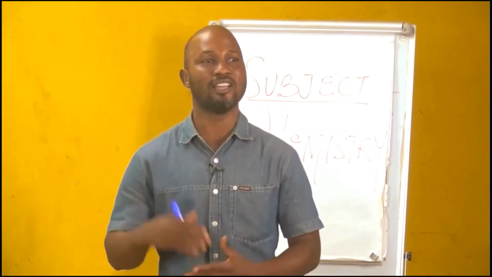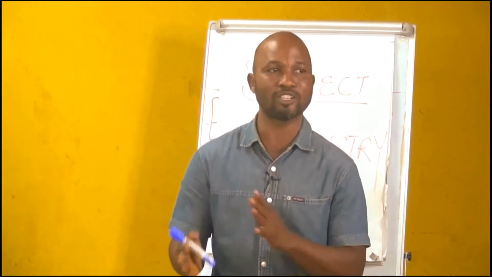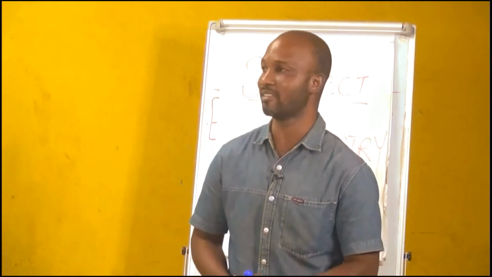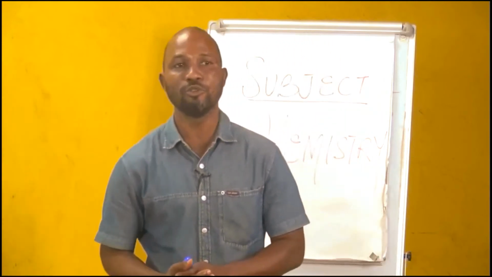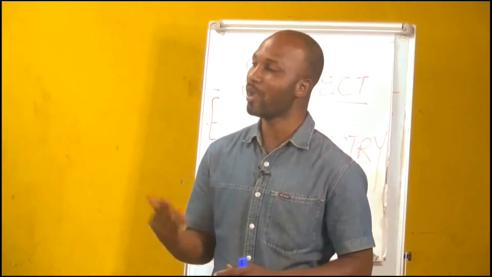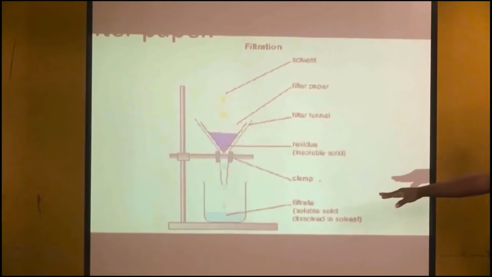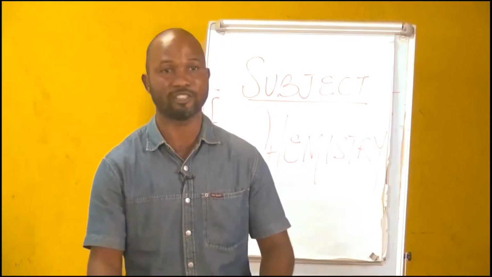It means that the solute must be insoluble in the solvent, and of course the particles will be of different sizes. Now, in this type of separation, you use a porous material. In the laboratory, we use filter paper, where the liquid passes through the filter paper and is collected as filtrate, while the solid particle, which is insoluble, is trapped on top of the filter paper and is called a residue.